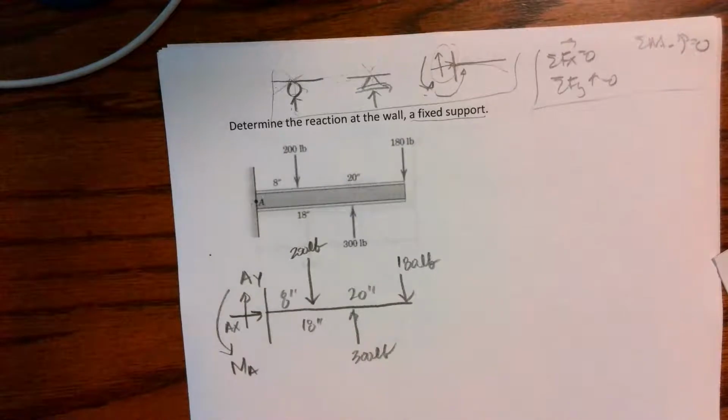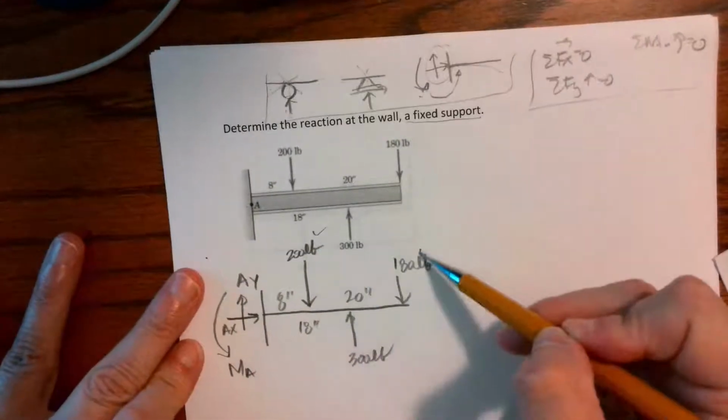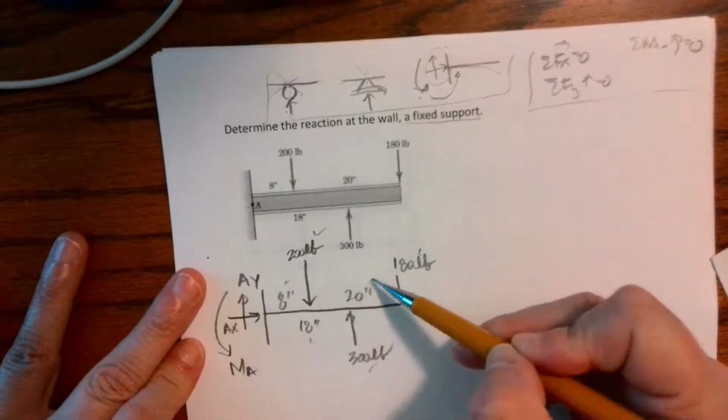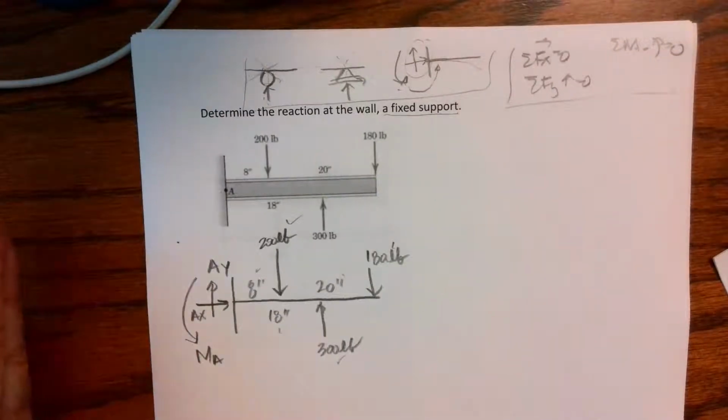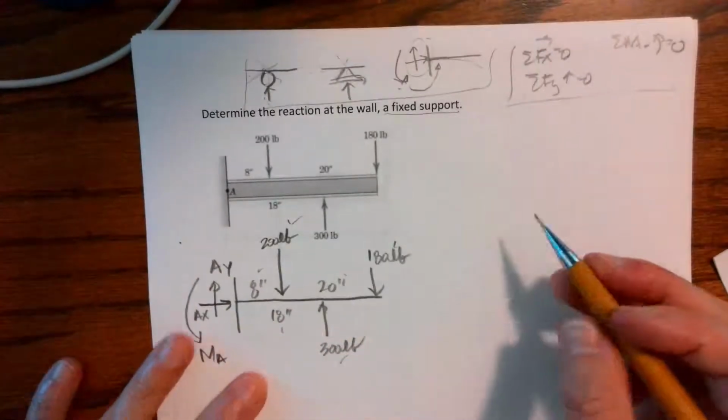And one of the things I want to check is units. I have everything in pounds, and I have all my lengths in inches. So I like to have one consistent unit for force and one unit for length when I do a problem, so I don't have to do any conversions during the actual solution itself.